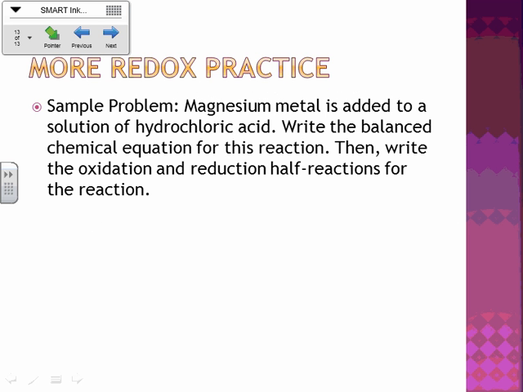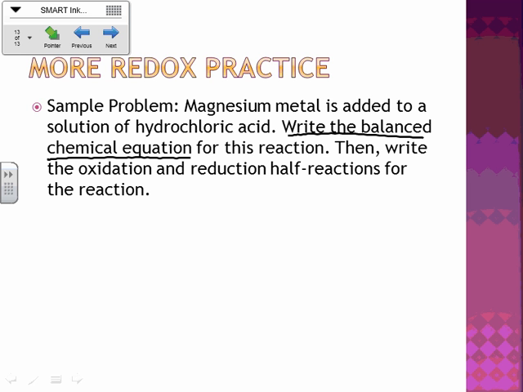Magnesium metal is added to a solution of hydrochloric acid. Write the balanced chemical equation for this reaction, then write the oxidation-reduction half reactions. So this one won't take us very long. This is something that you would often see maybe on number 4 on the short answer or the free response section, which is the equation writing question. So this might be part 1, right? Write the balanced chemical equation.